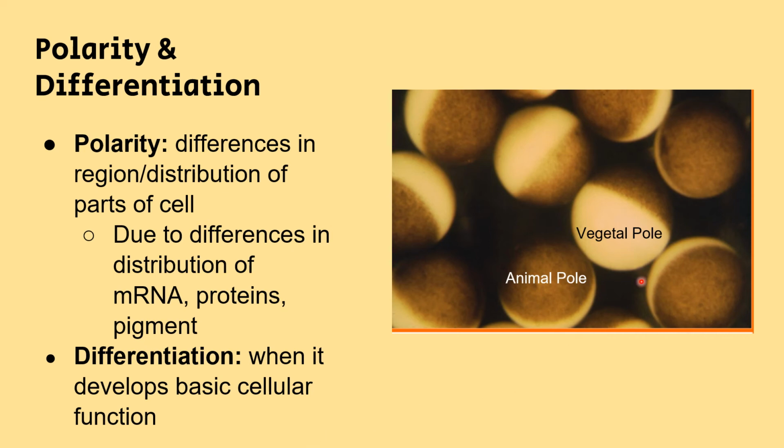So, for example, here we have these pictures showing the animal pole and the vegetal pole. This is showing you differences in polarity because you can clearly see the different parts of the cell. Here you have your vegetal pole, which is thicker, and then this darker part is going to be your animal pole, so that's more dense with the proteins. Like we said, polarity is due to differences in distribution of proteins and pigment. So here you can see that example. The animal pole is where it's going to be darker and more dense with proteins.